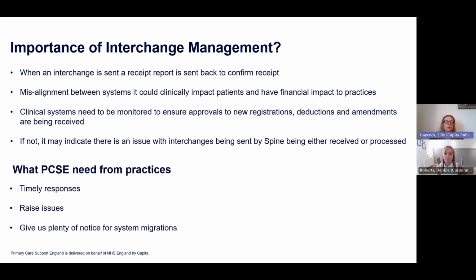But also, if you are moving clinical system suppliers, we want to make sure issues don't occur when we do that. So we need to know exactly what system supplier you're changing to. There's a form that you need to complete. We need as much information contained in that form and as much notice as possible so we can ensure that we are supporting you fully through that transition.